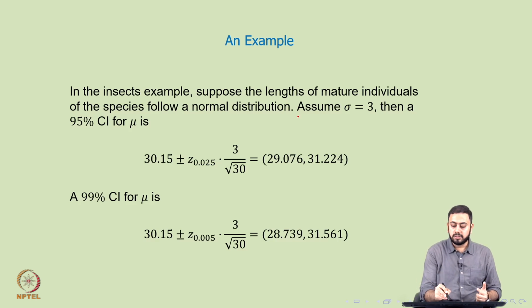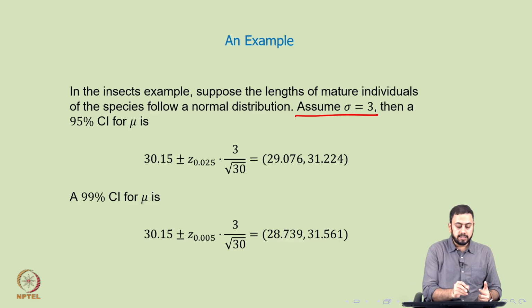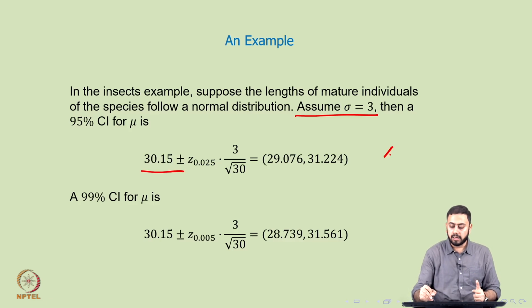On top of that, you can assume that the standard deviation of all the lengths is 3. So this is a classic example of what we studied in the last slide. Then a 95% CI for mu is nothing but, if you remember the formula, you start with the point estimate of mu. So you simply find x bar, which happens to be 30.15. So you start with x bar, then plus and minus a suitable critical value.